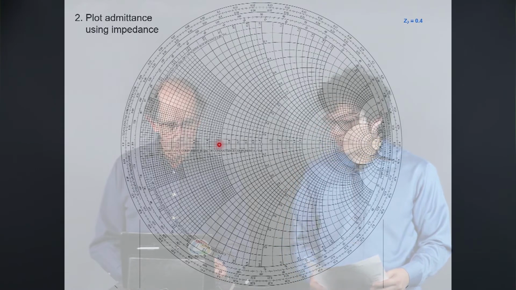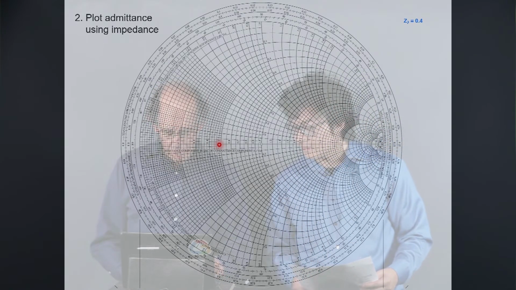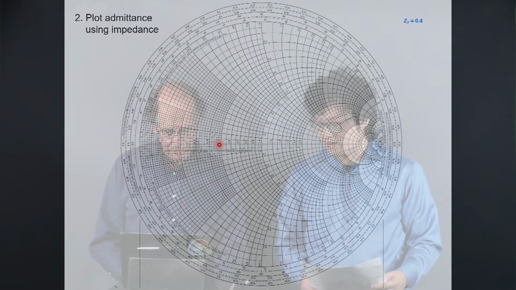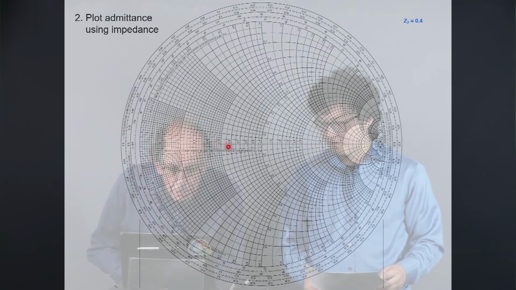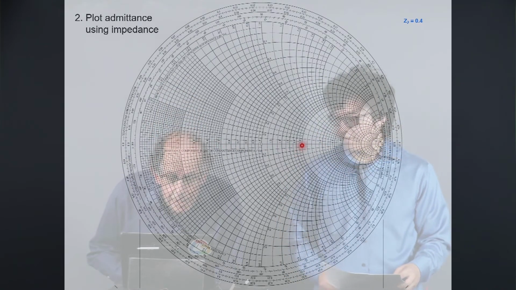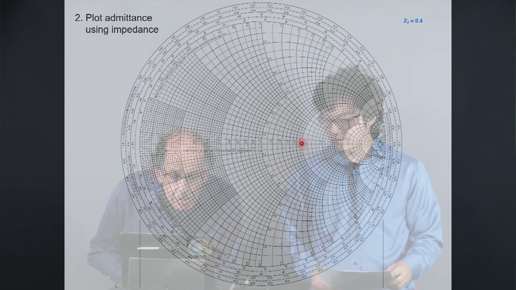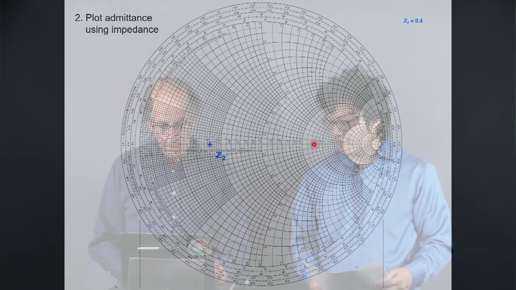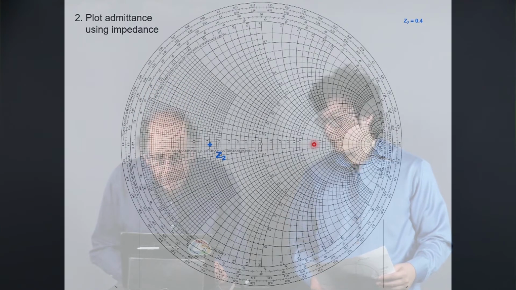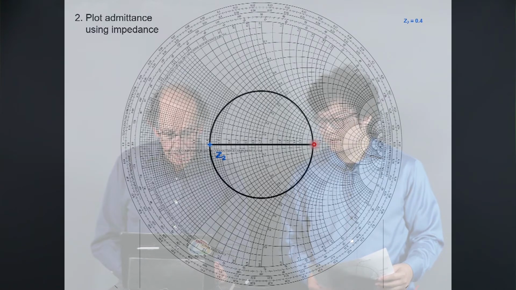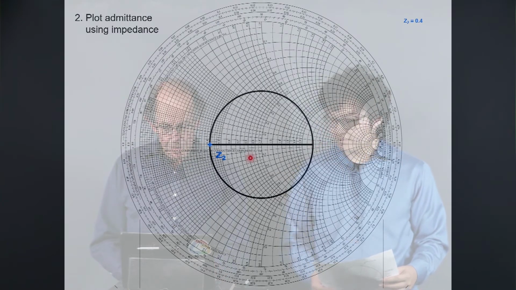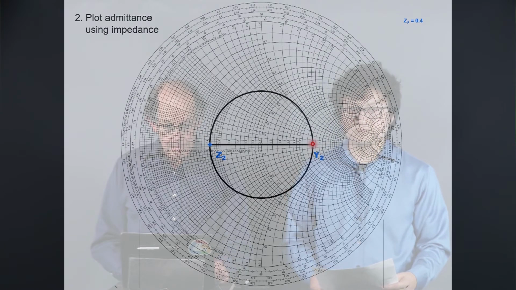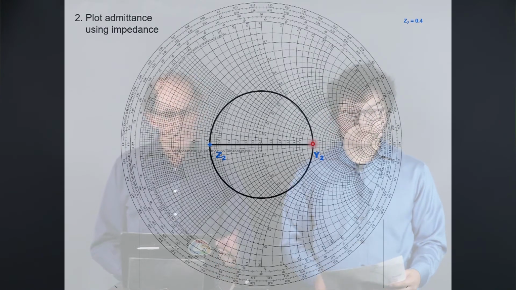Now it's 0.4. So what's the reciprocal of 0.4? 2.5. So we predict that there's 2.5 on the real axis, about there. Let's see what it says. Okay, so we draw our 0.4, and we make our circle about the origin. There's the radius of the circle, and it goes around, and that's just where this was earlier. And there's Y2.